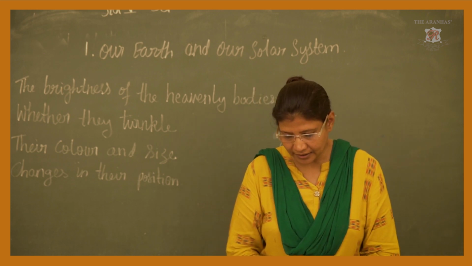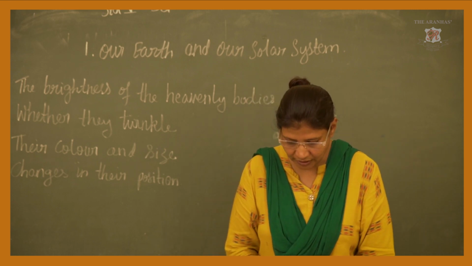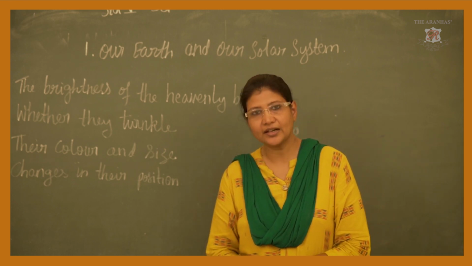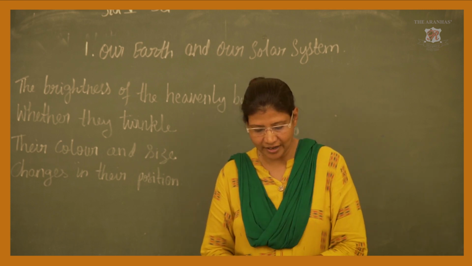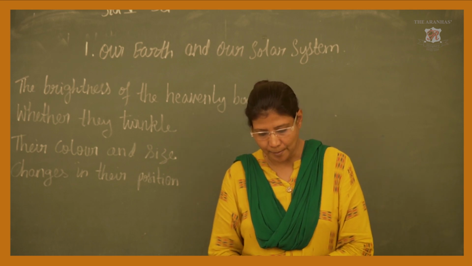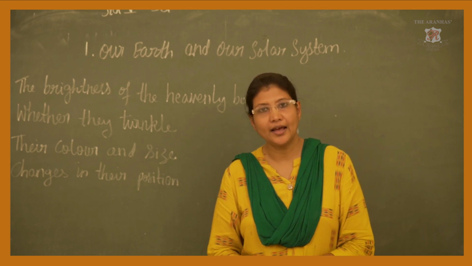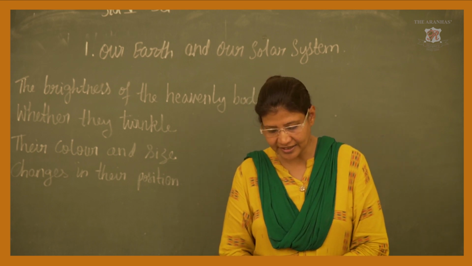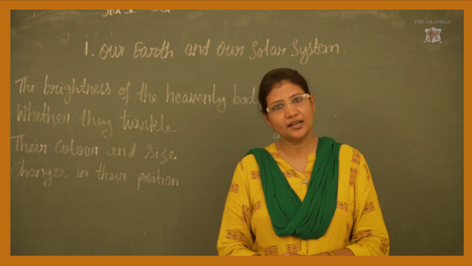Besides earth, there are 7 other planets that revolve around the sun. They are Mercury, Venus, Mars, Jupiter, Saturn, Uranus and Neptune. These are the 7 planets which also revolve around the sun.